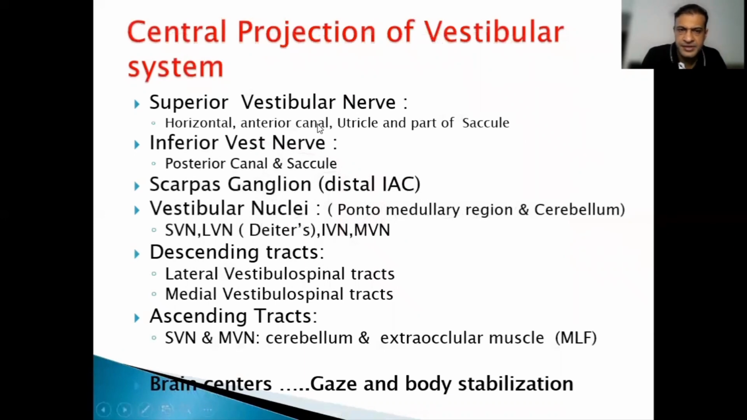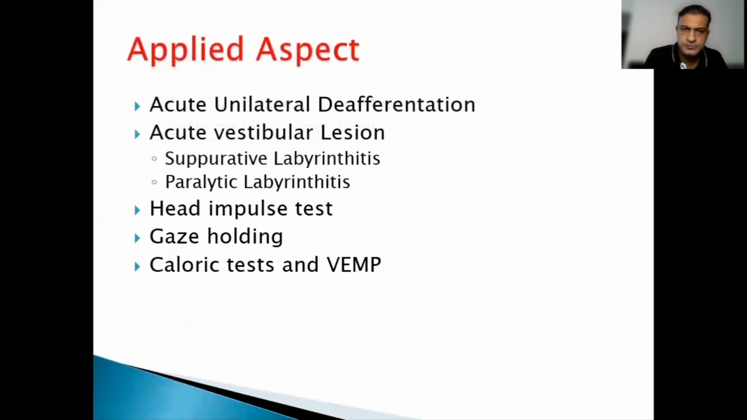The same thing is written here, the superior vestibular nerve and the inferior vestibular nerve. This knowledge is important because the inferior vestibular nerve carries sensation only from the posterior canal and part of the saccule, and the superior vestibular nerve carries sensation from the horizontal canal, anterior canal, utricle, and a minimal part of the saccule. This is the same thing we mentioned in the previous line diagram. You can describe it or just draw that diagram.